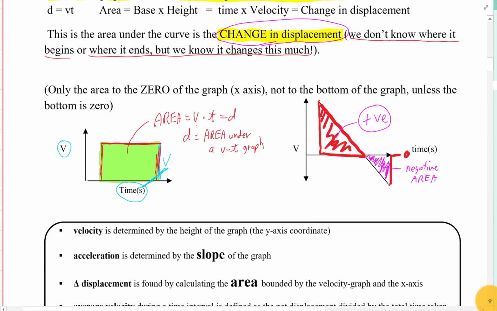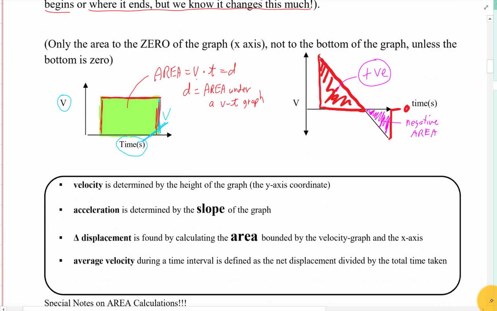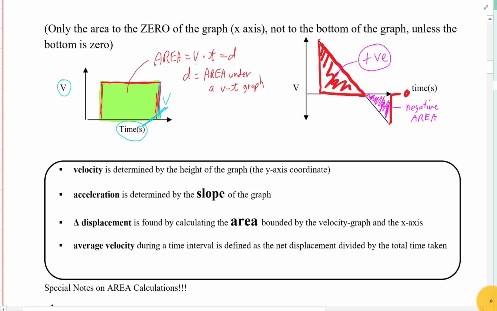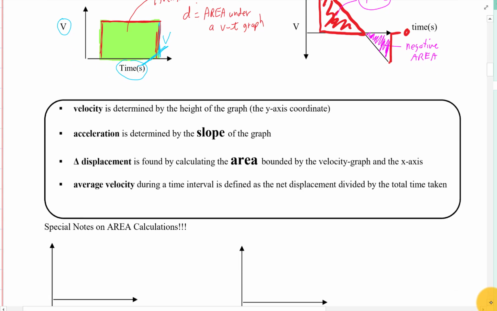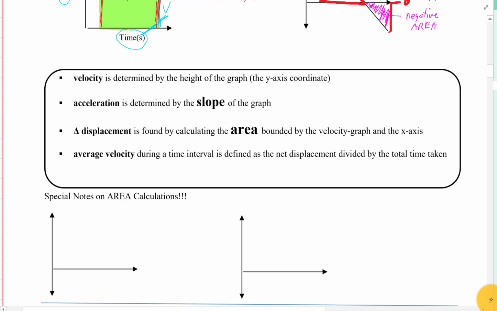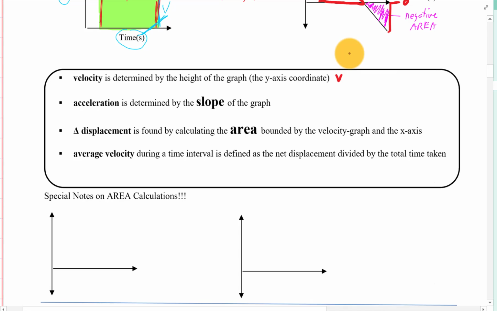Okay, so here is our wicked large rounded rectangle learning. Velocity is determined by the height on a velocity time graph. Okay, so this is on a VT graph. Sorry, I believe this whole rounded box is all about VT graphs. Velocity is basically read the graph, you got the velocity. Read the graph. Acceleration is the slope.